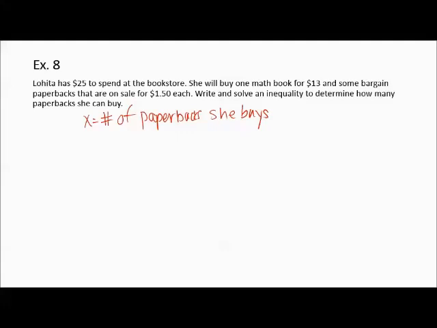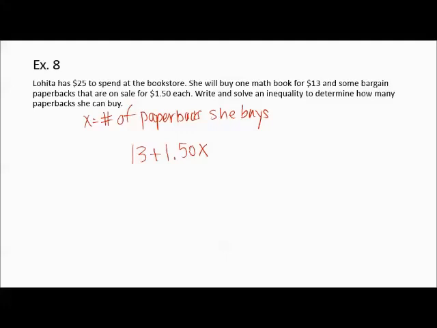Well, she's going to buy this math book for $13. We're going to put that down. And then what's she going to do? She's going to buy a bunch of paperbacks, and each one is $1.50. So to figure out how much she's going to spend on paperbacks, we're going to multiply however many she buys times $1.50. Well, however many she buys is being represented by x, so we want to write $1.50x. We're going to add that to the $13.